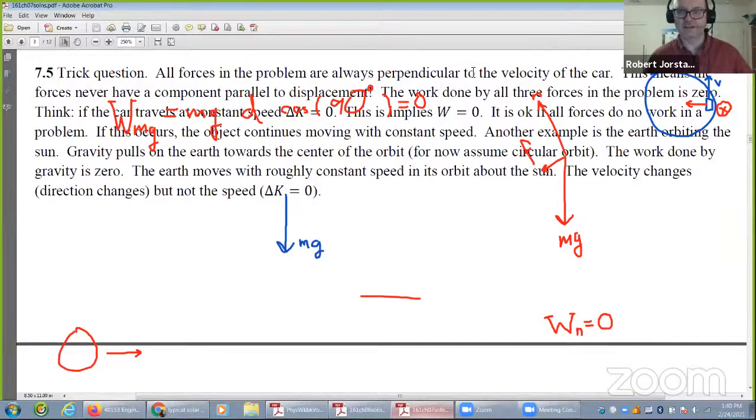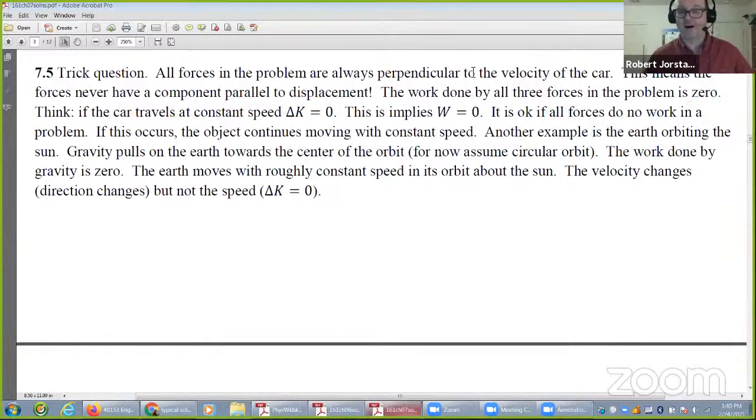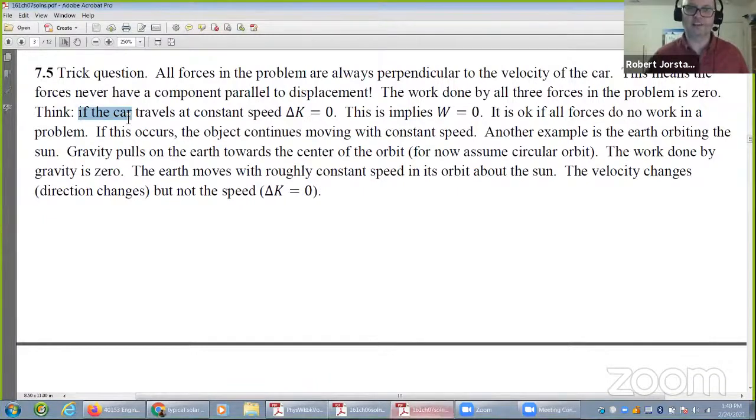So here's the answer if I could clear out my junk. All the forces are perpendicular. This is not a problem. Remember, the wording of the problem said the car travels at some speed. That implies the speed is constant. That means kinetic energy is not changing, or work is 0, and there's no work at all in that problem.